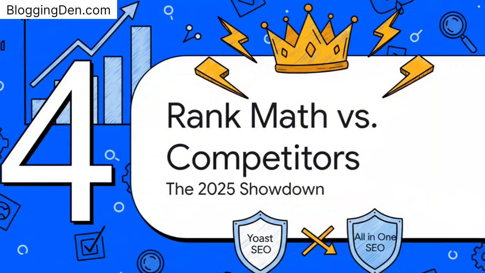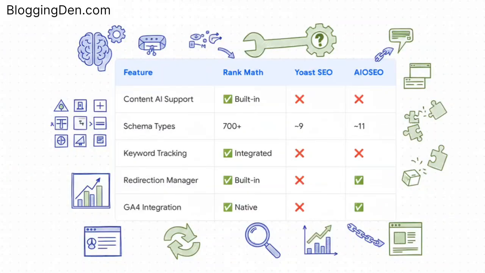Which brings us to the main event, the big showdown. How does Rank Math actually compare to the other heavyweights in the ring, like Yoast and All in One SEO? And this chart, this really tells the story. What our source material points out is that Rank Math's biggest advantage seems to be how much it packs in right from the start. You got that Content AI built right in, something the others don't have.